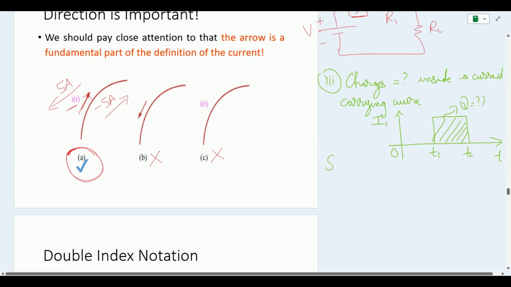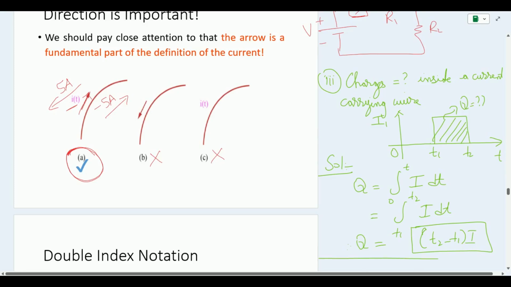I am interested in finding the amount of charge over here. So how can I find it? Very straightforward. We have the mathematical expression that charge is the integral of the current over the respective time. We are interested only in the time domain of T1 to T2. So this is going to be the integral of I dt, and if you solve it, it comes out to be (T2 minus T1) times I, and that's it. This is the amount of charge passing through any current conducting wire. So these are basically the points that we should know whenever we are dealing with current.